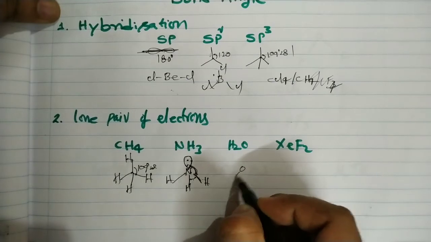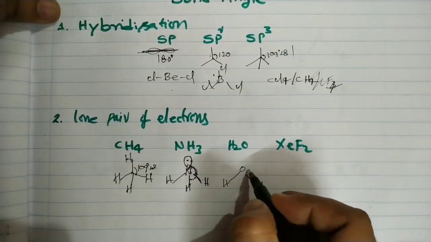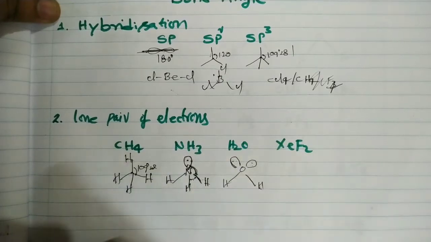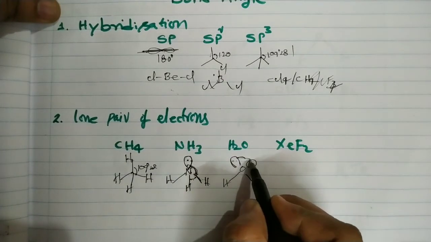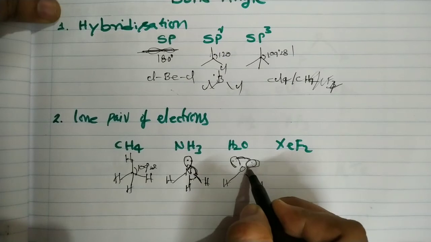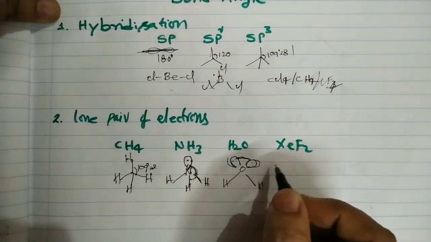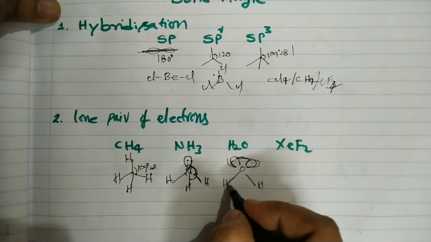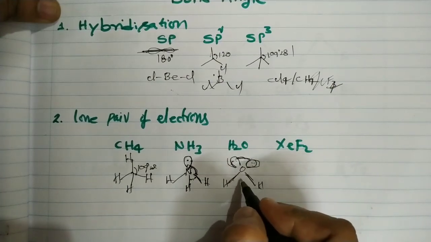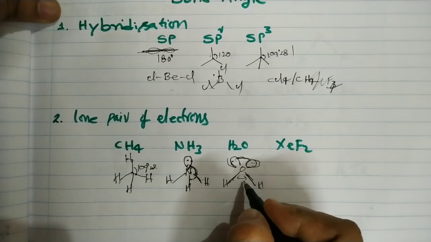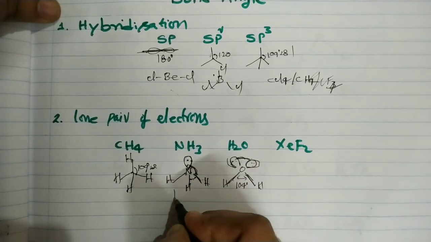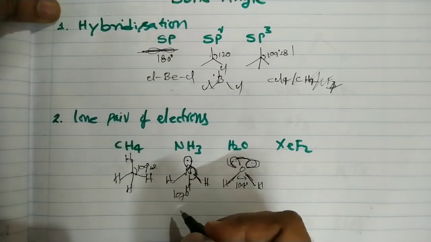Now in the water molecule, there are two lone pairs of electrons. So the lone pair repulsions are higher, because each occupies more space. As a result of the higher lone pair repulsions, the bond pair repulsions are less, so these two come closer. So the bond angle decreases to nearly 104 degrees. Here the bond angle decreases to 107 degrees.